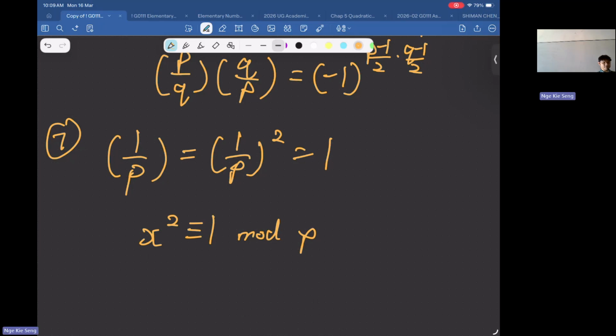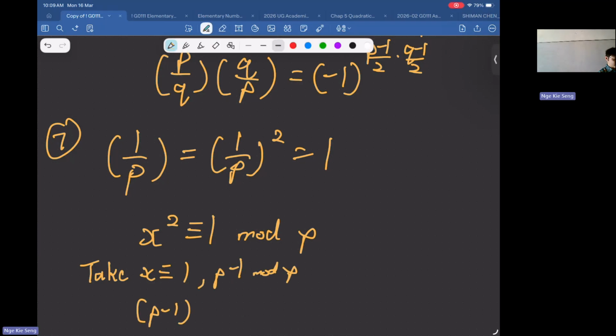Oh, 1 is always true. You are right. Good. One is always true. So you can actually take x congruent to 1 mod p. Or I thought of the other answer. You can take p minus 1 also. Because if you take p minus 1 squared, what do you get? p squared minus 2p plus 1, so congruent to 1 mod p.